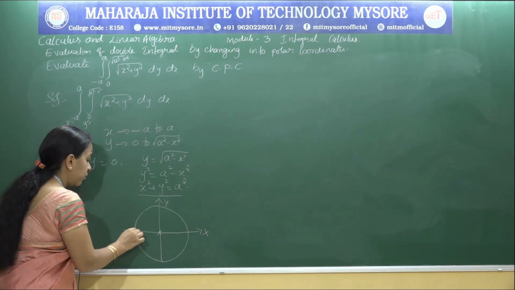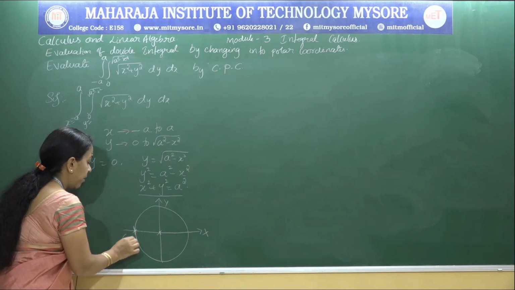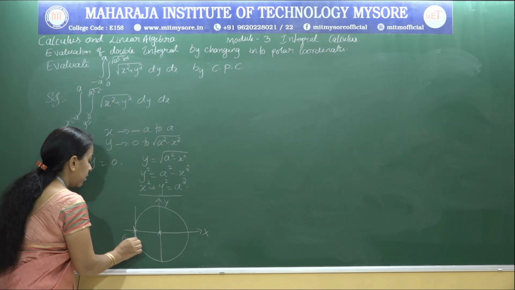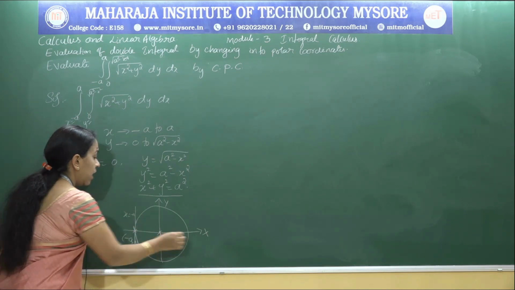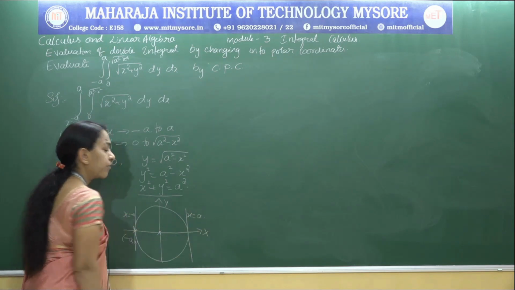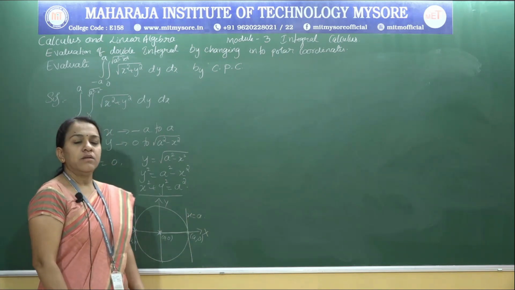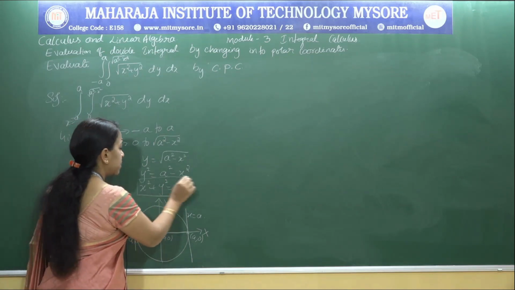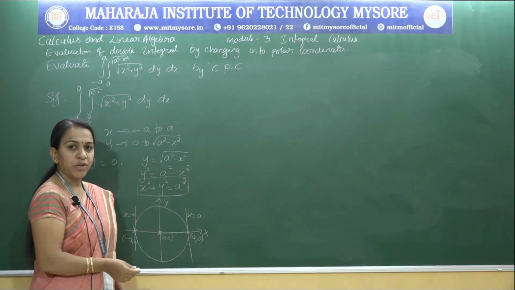So this is the value of x. X varies from minus a, that will be the line x equal to minus a, and this is our line x equal to a. Okay. Now to find the limit of r and theta, it is clear that we have x square plus y square equal to a square, right?